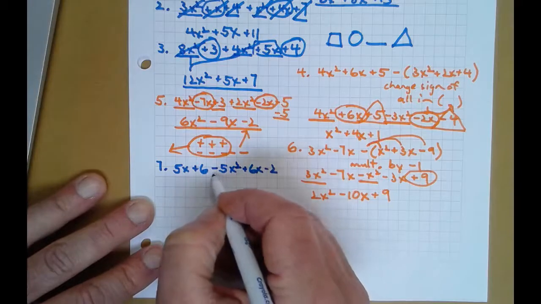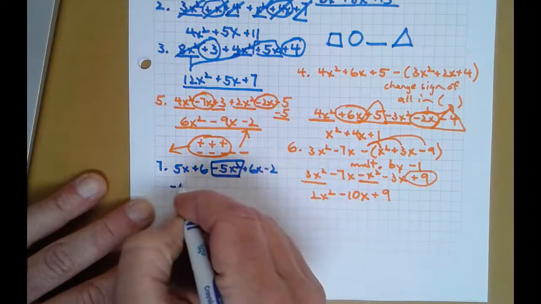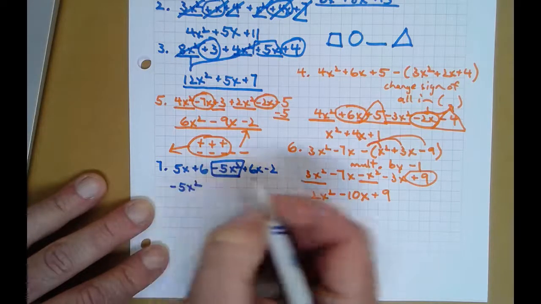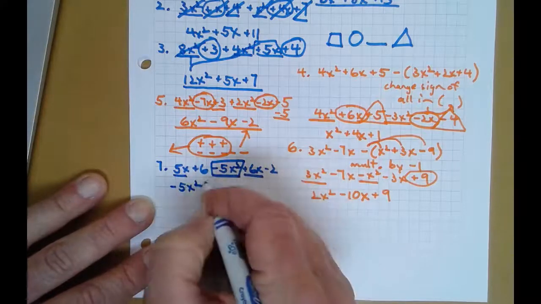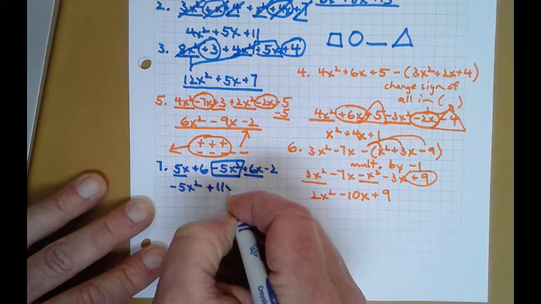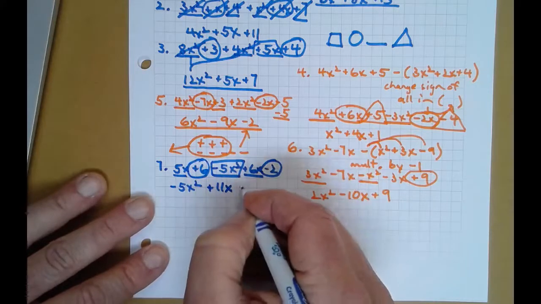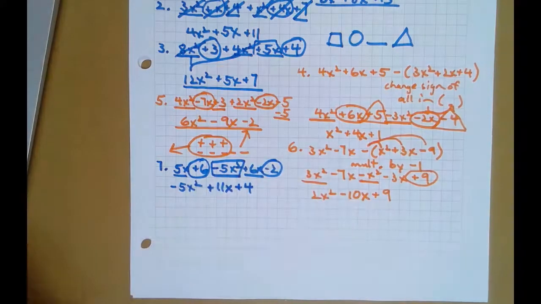Ooh, I only have one x squared term here, and it's negative 5. I have 5x and 6x. What's 5 plus 6? Right, 11. Put the x there, though. We have positive 6, negative 2, makes positive 4. Yay!